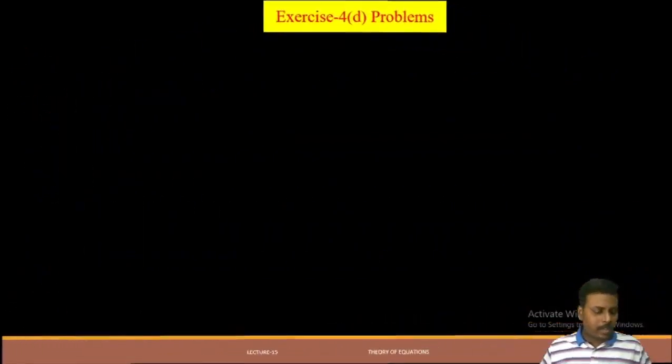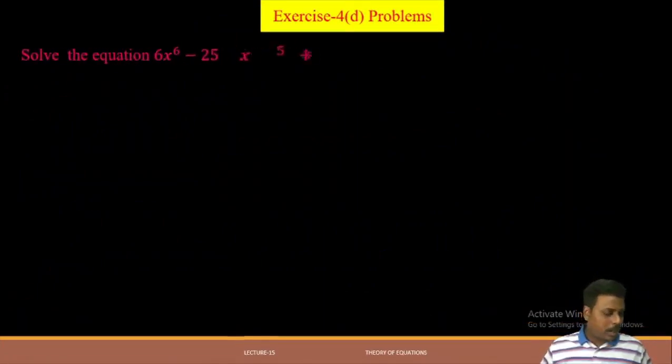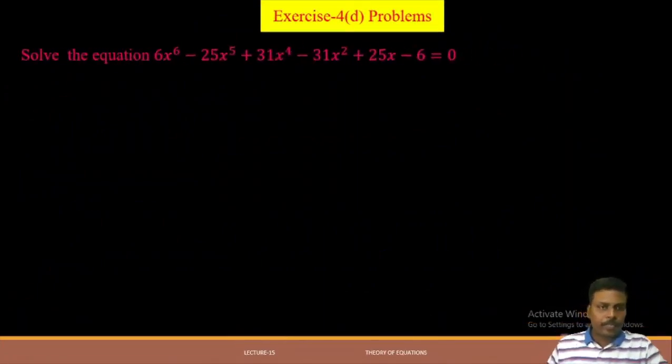Let us solve the next reciprocal equation. Here is the reciprocal equation. Solve the equation 6x power 6 minus 25x to the power 5 plus 31x to the power 4 minus 31x square plus 25x minus 6 is equal to 0. Let us solve this problem.